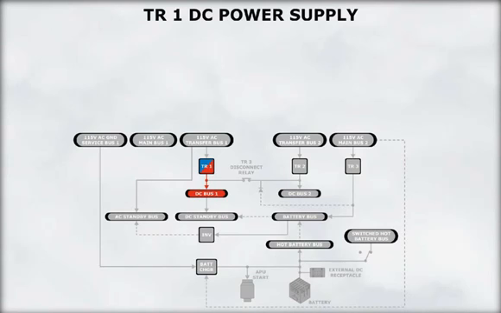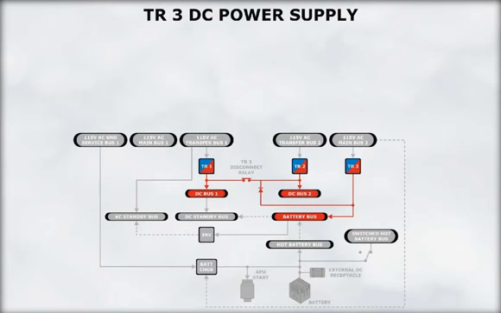TR1 powers DC bus number 1. TR2 powers DC bus number 2. TR3 is the primary source of power for the battery bus. It is also used as a backup power source for DC bus number 1 and 2. The DC circuit design is such that TRs 1 and 2 also provide backup power to each other.